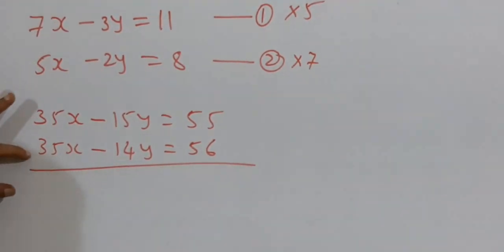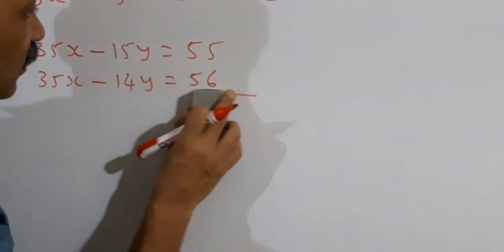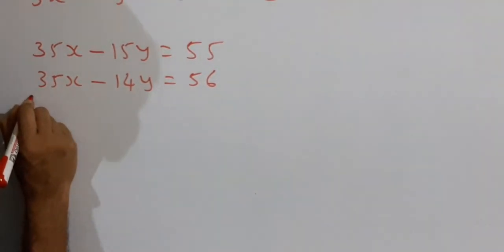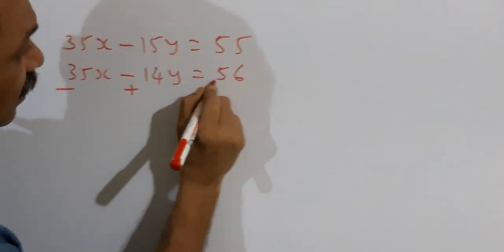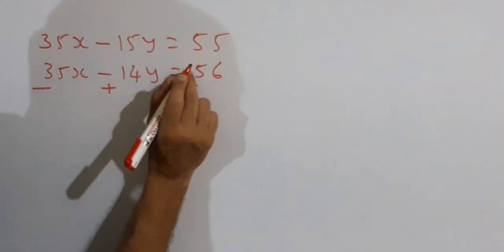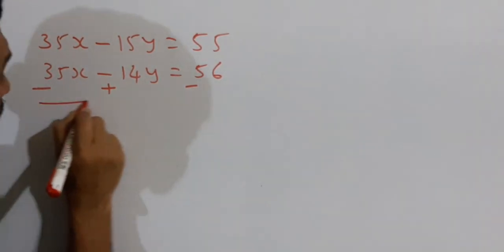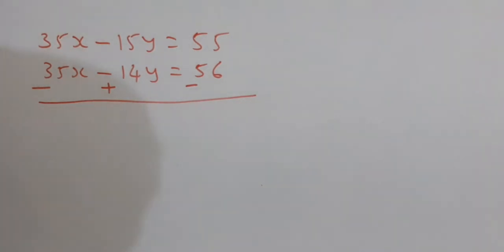Here since signs are same, we cannot cancel as it is. So we have to subtract it. So I am just keeping some space to change the sign. Whenever we are subtracting, we have to change the sign of all. So here this plus becomes minus, this minus becomes plus, and this plus becomes minus. Here sign is not given, means plus sign. And then I am subtracting it. So for subtraction I am changing all three signs of the second equation.